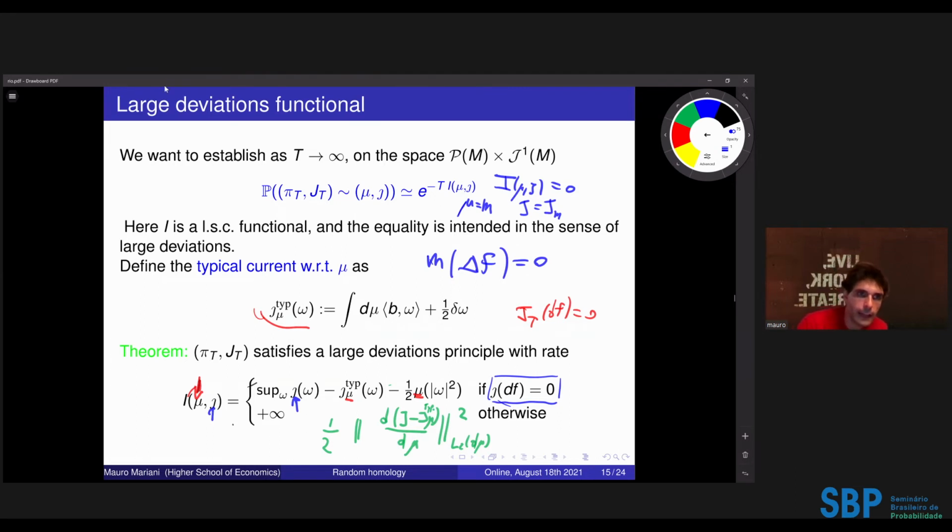Yeah, because already at time t, J_t of df is f of x_t minus f of x_0 divided by t. So take f any smooth or continuous function on a compact manifold, it is bounded. So if this J is not closed, the probability that J_t is in the neighborhood of this J will be just 0 for t large enough. Okay.